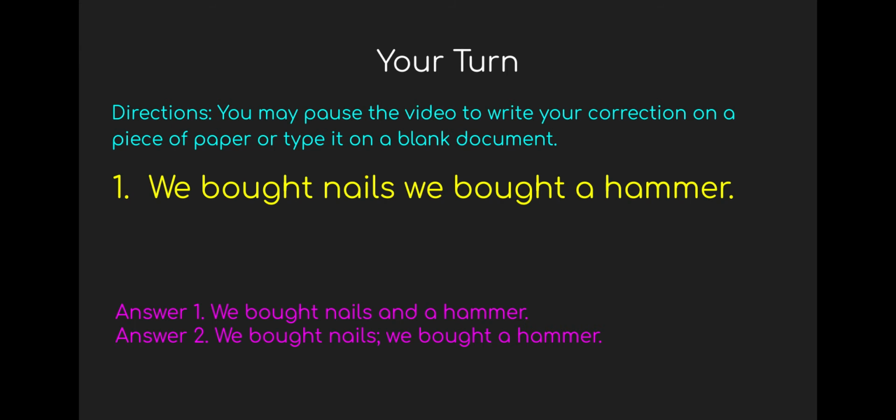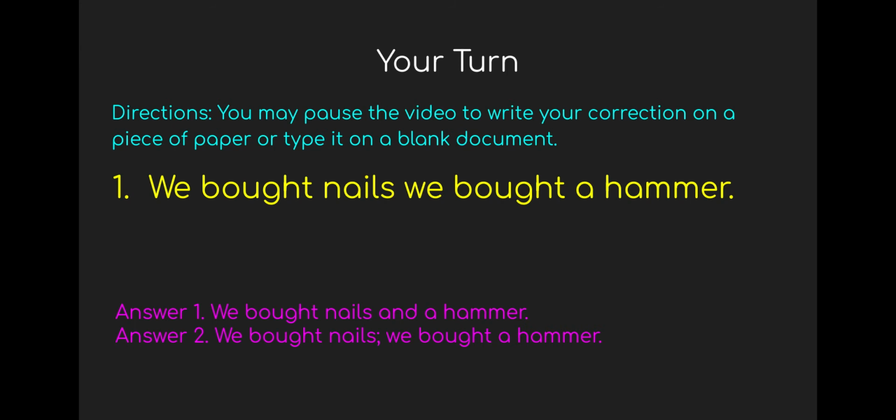We bought nails, we bought a hammer, we bought lumber. And you're doing it in this way so that you can really emphasize all of the individual items that we bought. Maybe that's why we're writing it this way, right? So keep in mind that it all depends on your purpose. Number one is a lot cleaner. We bought nails and a hammer. It's a lot cleaner to say it that way.